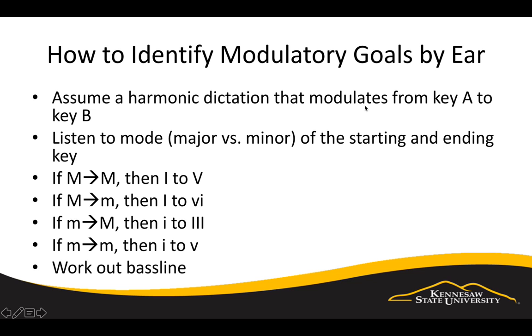Next, how do we identify modulatory goals by ear? Let's assume a harmonic dictation that modulates from some key, let's call it key A, it could be anything, to key B, which could be anything. All right. Let's listen to the mode, major versus minor, of the starting and ending key. So if we stick to those 4 modulatory goals that we talked about before, if we begin major and end major, then we've gone from 1 to 5. If we begin major and go to minor, then we've gone from 1 to minor 6. And you can see as well, if we go minor to major, then minor 1 to major 3. And if we go minor to minor, then we go minor 1 to minor 5. And then from this point, you could work out the bass line and then have a good idea of what the chords would be, what was the pivot chord, work on the soprano, and then your dictation comes into focus.